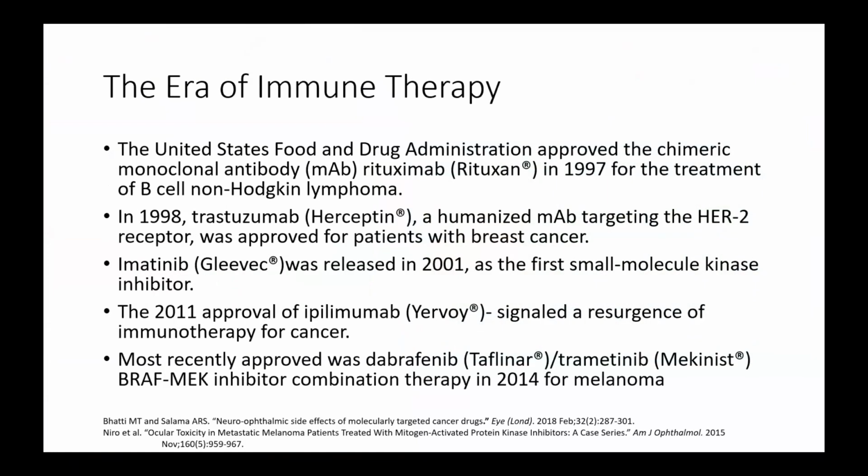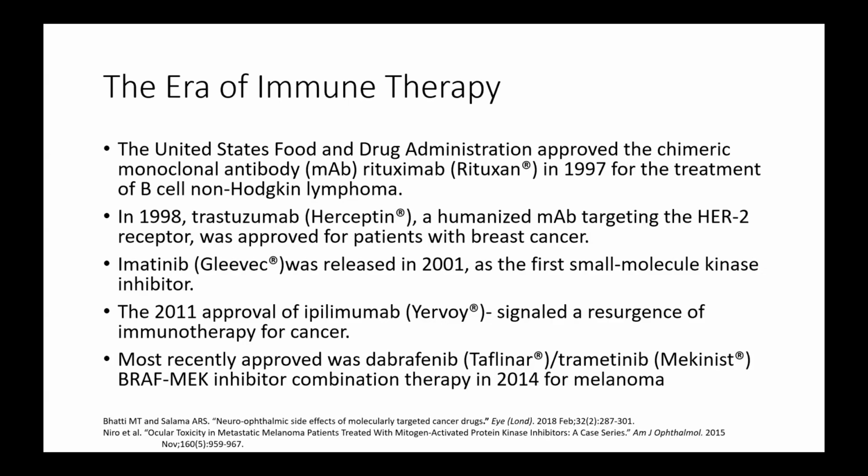The era of immune therapy really started in 1997, and we know and love Rituxan in the uveitis community for treatment of vasculitic scleritis and retinal vasculitides. However, it was first approved to treat B-cell non-Hodgkin's lymphoma in 1997. Later in 2001, Gleevec was released as the first small molecule kinase inhibitor and actually won the Nobel Prize.